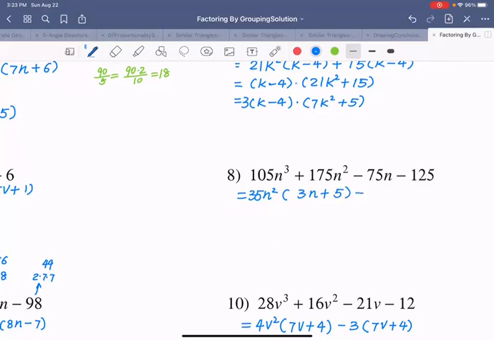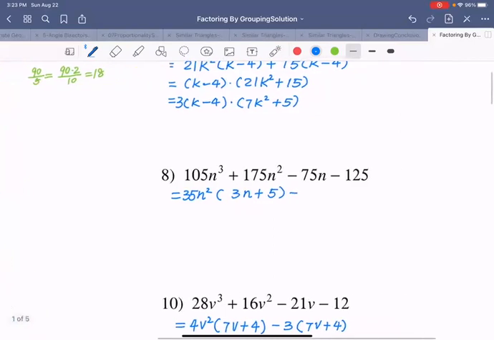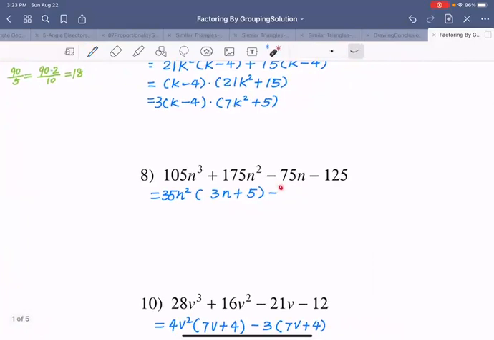Minus 75 and minus 20. How much do we want to take out as the common factor? 25. There you go. Then times 3 and minus 5. When we put the parentheses, it's going to be plus, okay? Next, who becomes the common factor? 3 and plus 5.